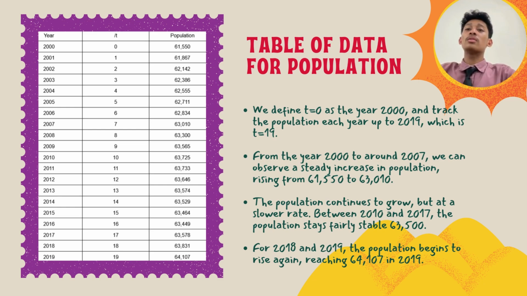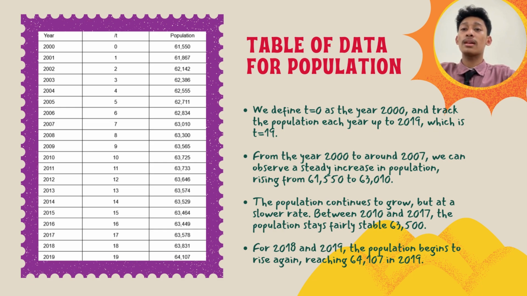Okay, so let's move on to the table of data for Bermuda's population growth. This table shows the population data from the year 2000 to 2019. The second column, labeled T, represents the number of years since 2000, while the third column lists the population of the year. From the year 2000 to around 2007, we can observe a steady increase in population, rising from 61,550 to 63,010. After that, the population continues to grow, but at a slower rate.